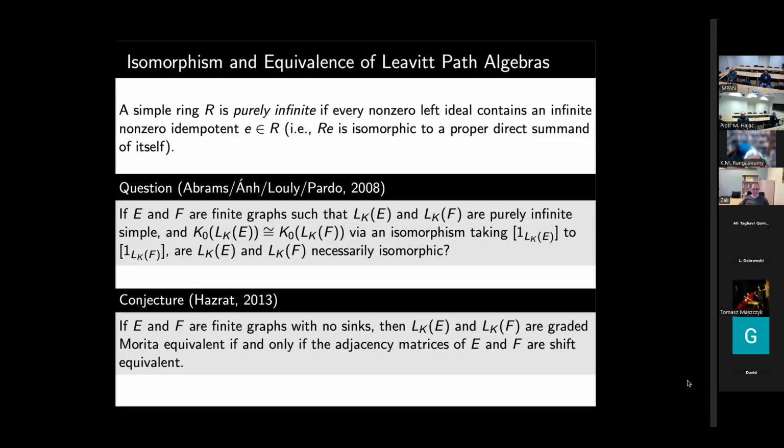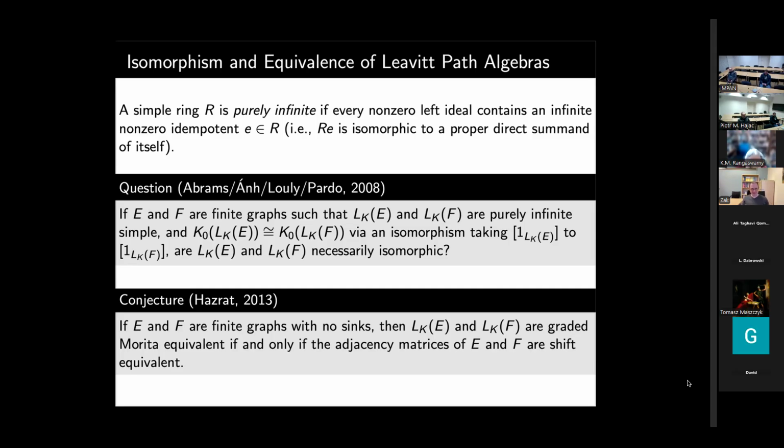So I should say something about the Hazrat conjecture. This is for graded Morita equivalence. Morita equivalence is about categories of modules being equivalent, and Roozbeh is the expert on all things graded. So you can talk about categories of graded modules with graded equivalence between them. We don't need to go into the details, but this is not just a question, it's a conjecture that two Leavitt path algebras from finite graphs with no sinks are graded Morita equivalent if and only if the adjacency matrices of the graphs are shift equivalent. So that's sort of the corresponding picture for Leavitt path algebras.